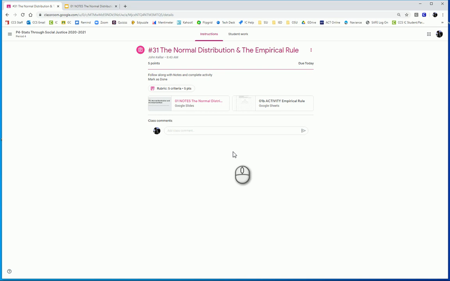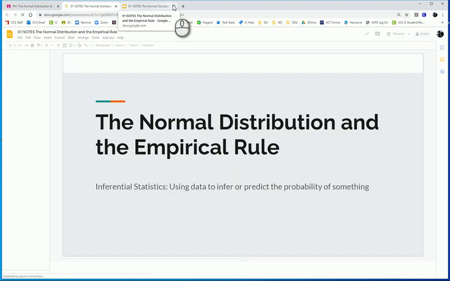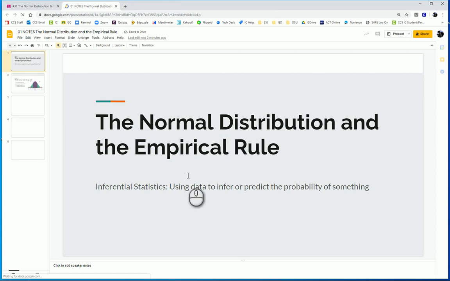So we are talking about the normal distribution and the empirical rule, assignment number 31 in our Google Classroom. If you click on the notes, we're beginning this section now on inferential statistics.